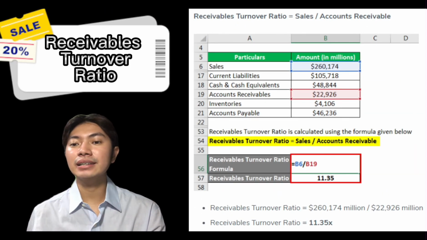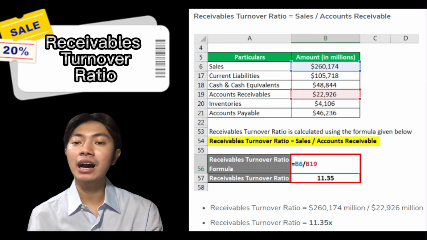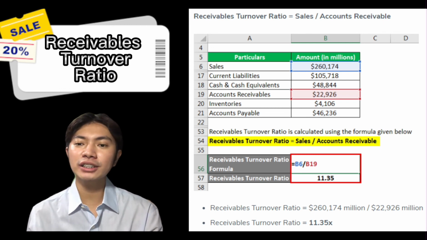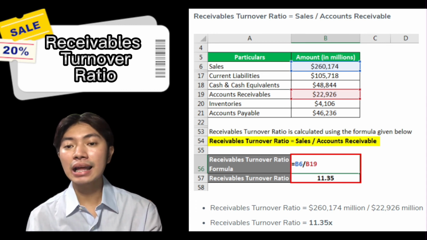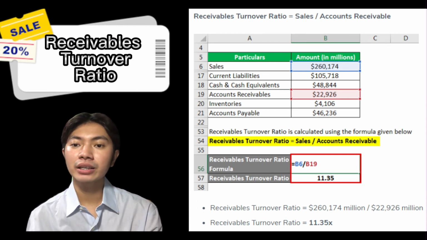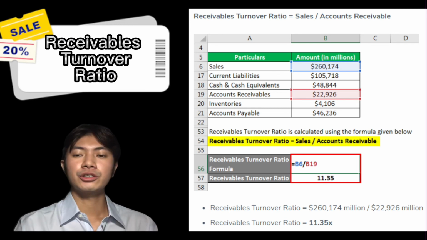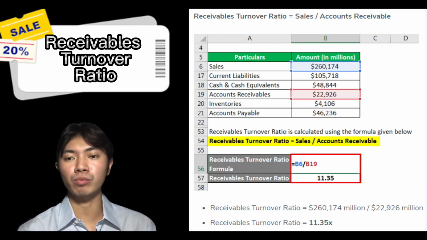The first is the receivables turnover ratio. So it is important to the companies because it helps to quantify how well the companies manage the credit that they extend to the customers. So dito din nalalaman kung gaano katagal na makokolekta lahat ng outstanding debt ng mga customers throughout the accounting period. So the first one is the receivables turnover ratio that is equals to sales divided by accounts receivables.